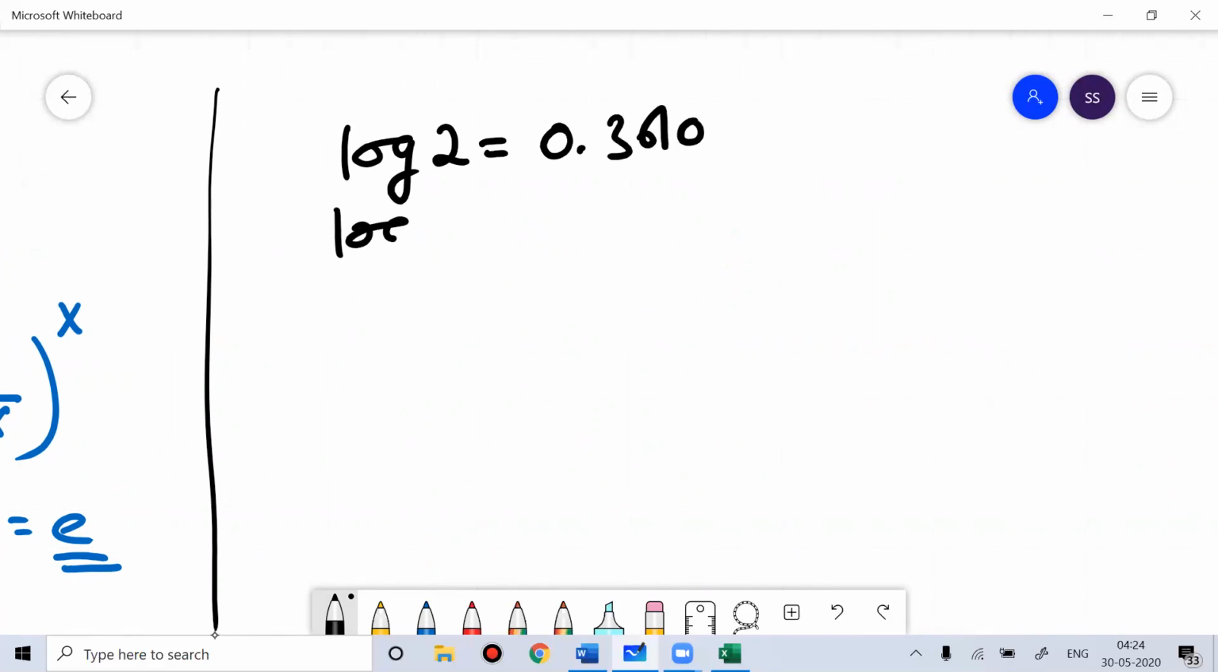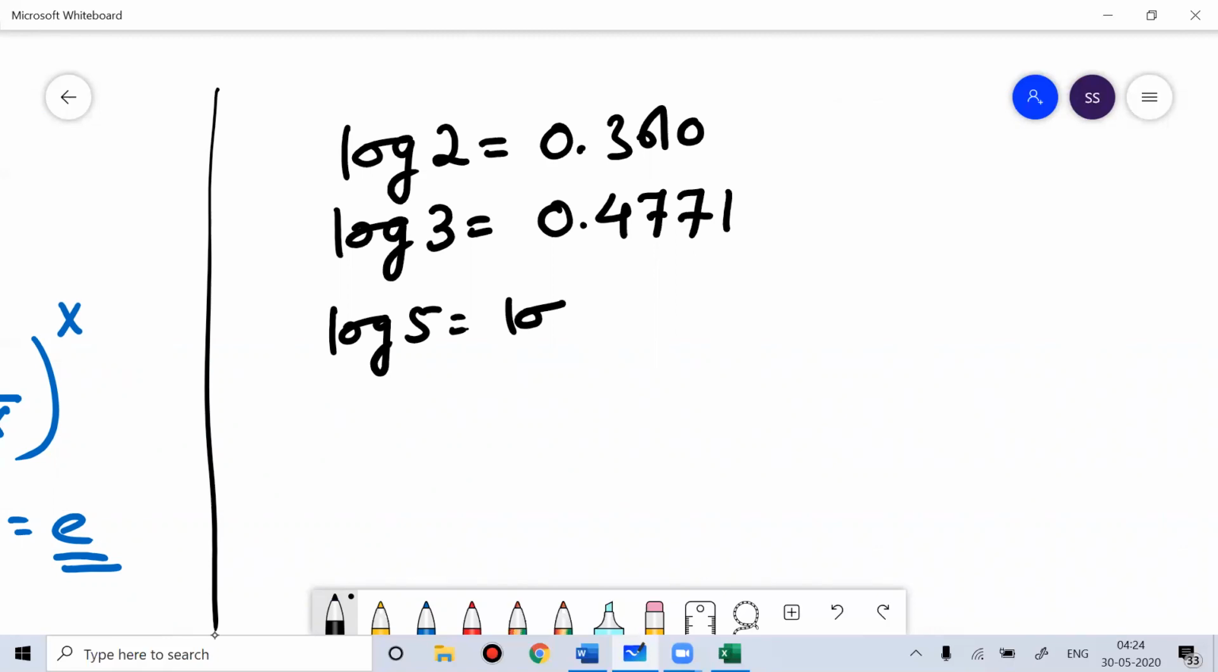0.3010. You can remember log 3 is equal to 0.4771. When I'm writing these values, I'm writing them with base 10. As you can see, the base is not visible here, so I'm assuming that the base is 10 only. If you remember this, you can easily find the value of log 5.